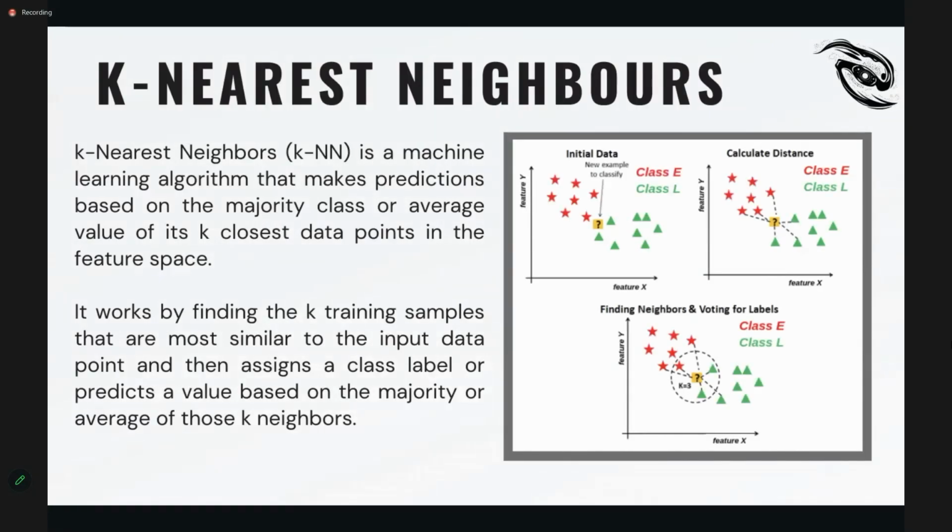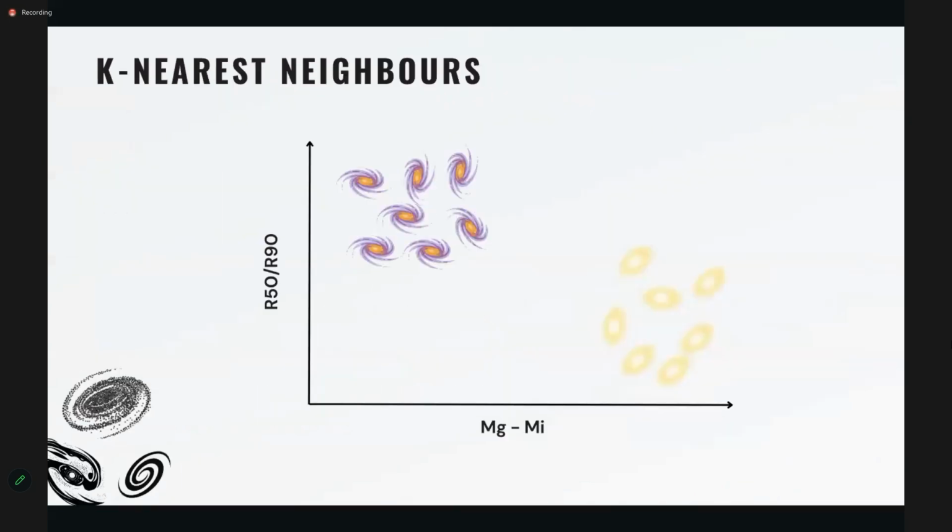And the next one is nearest neighbor. This machine learning algorithm makes a prediction based on the majority class, or average value, of its closest data points in the feature space. Here you can see an example where we can easily separate the classes, using color indexes and inverse concentration index to the center. It's easy to separate spiral and elliptical. But if we have some point here, what do you think? Will it be spiral or elliptical?